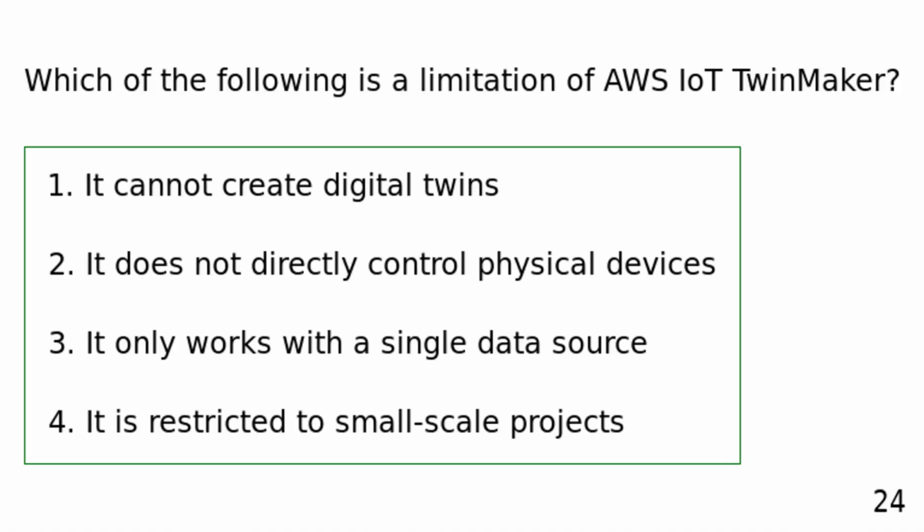Which of the following is a limitation of AWS IoT TwinMaker? It cannot create digital twins. It does not directly control physical devices. It only works with a single data source. It is restricted to small-scale projects.